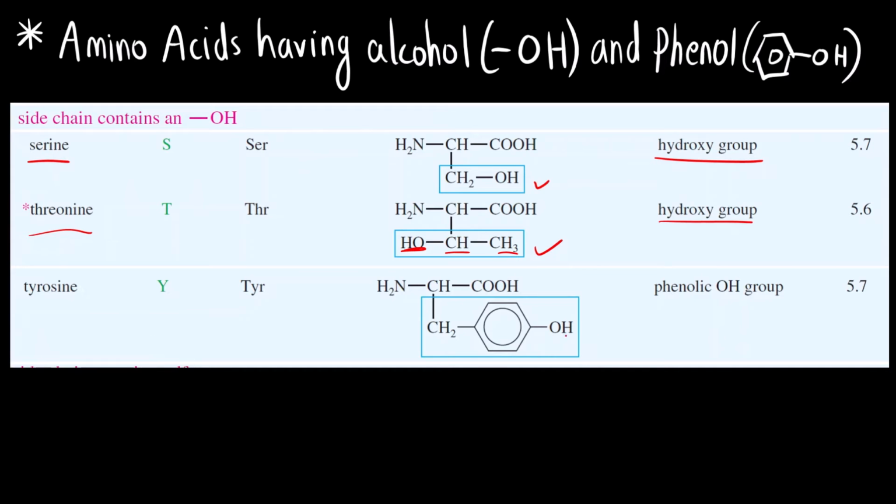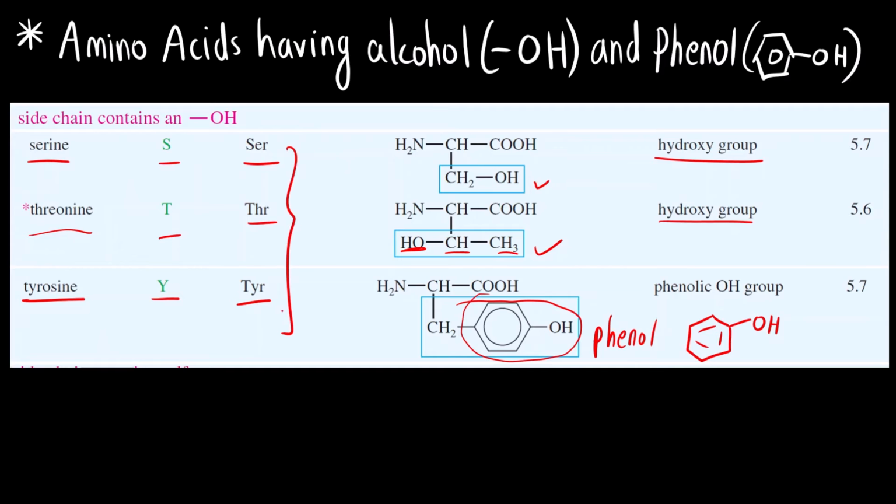Then which is the amino acid having a phenol side chain? What is phenol? Phenol is benzene with OH. This is the structure of phenol. So you can see this is the phenol side chain present in this amino acid, which is called tyrosine. Single letter names you can remember. If you don't remember, it's okay, but you have to remember the 3-letter code. It is very simple and it's very important as well.